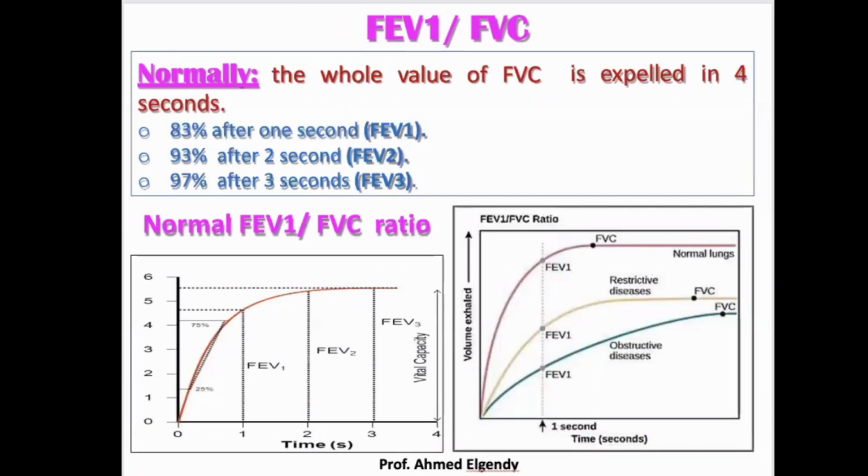So here it is, the FEV1 over FVC ratio. This is the FEV1, FEV1 means 1 second. This is in 2 seconds, and this is in 3 seconds. As you see here, this is the volume of the air, from 0 to 6 liters, and this is the time, 0 to 4 seconds.